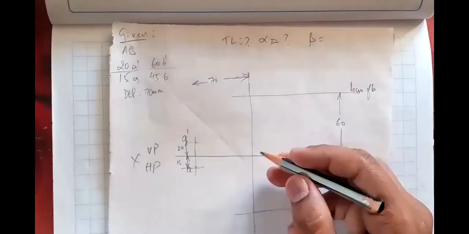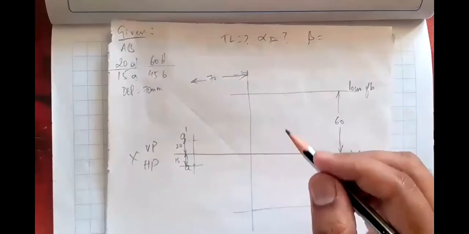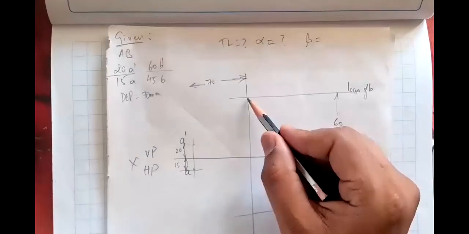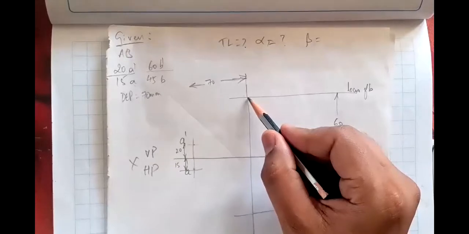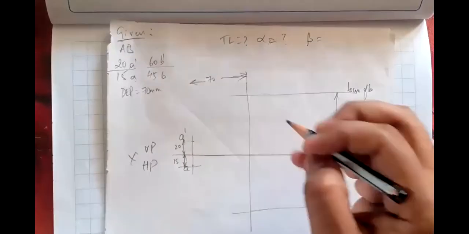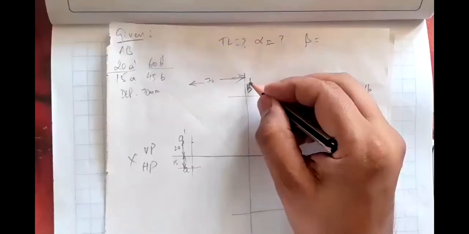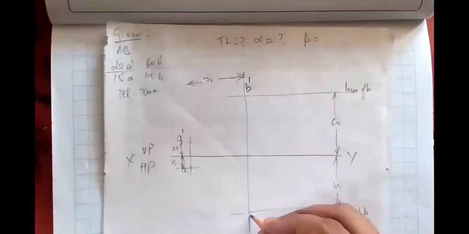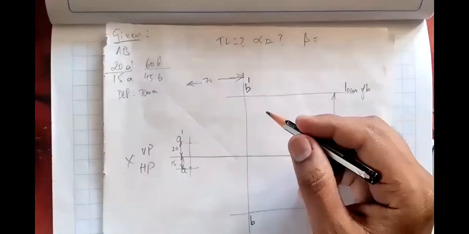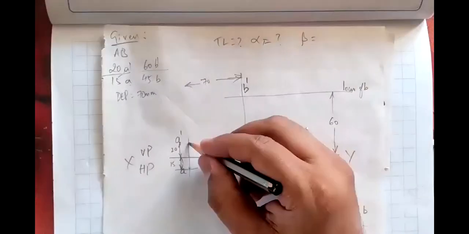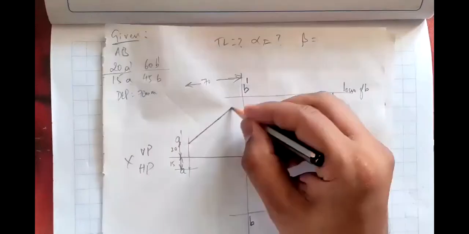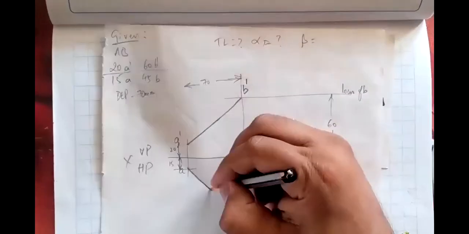For example, I am pointing my pencil here. What is this name? B dash. Yes, very good. This is directly B dash and this is directly B. So distance between end projectors means the front view of the line here and the top view of the line that I have got here. It may not be the same.